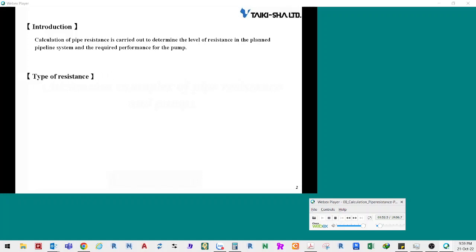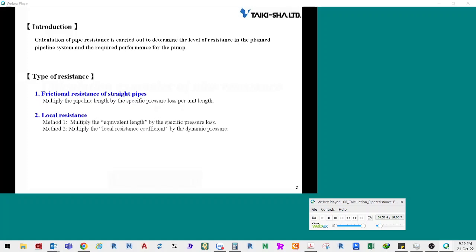Resistances are subdivided as follows. 1. Frictional resistance of straight pipes. 2. Local resistance. 3. Resistance of machinery. Frictional resistance of straight pipes, designated as item 1, is usually calculated by multiplying the specific pressure loss by the pipe length. This specific pressure loss is generally determined based on the friction loss diagram of each type of pipe.